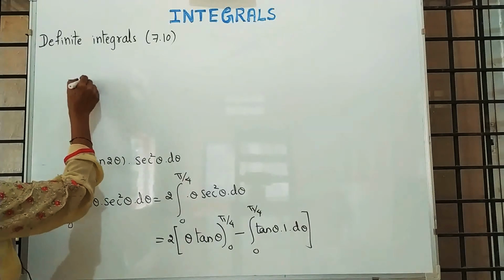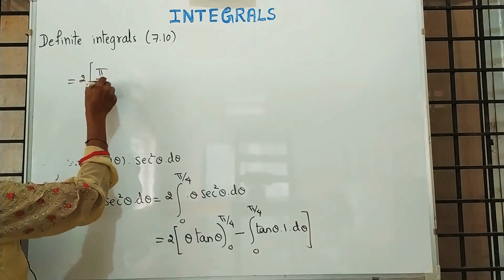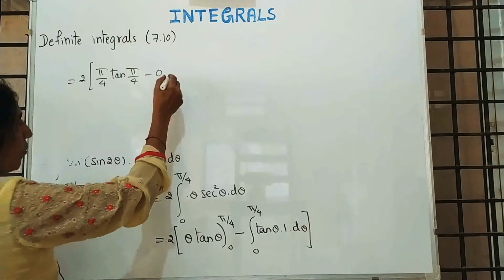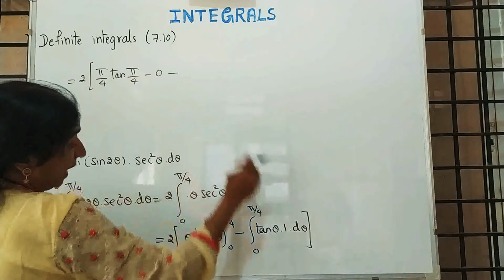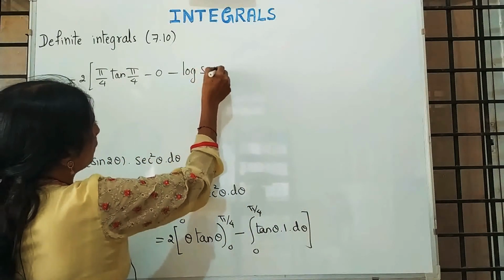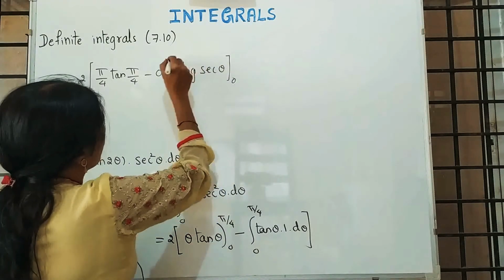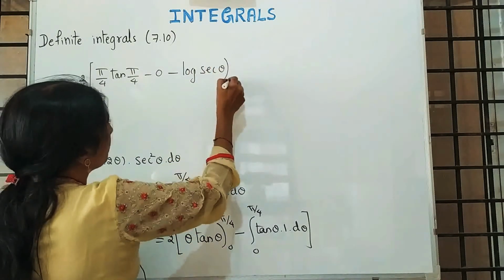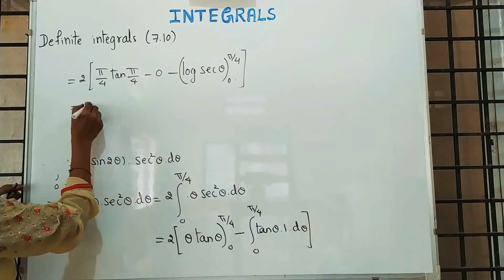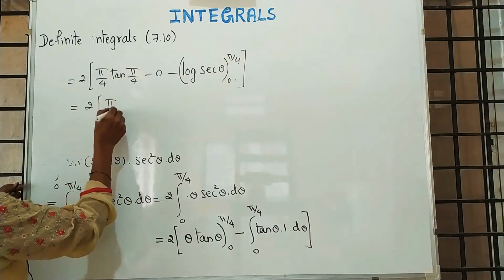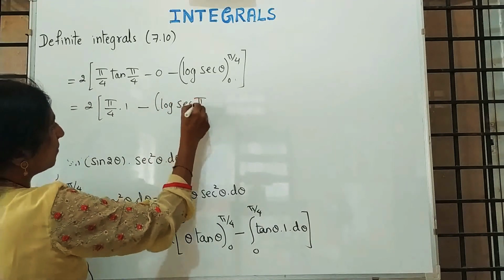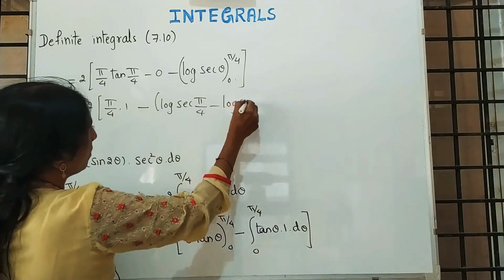Now it is 2 in the bracket. Theta is pi by 4 into tan pi by 4, minus 0 into anything is 0, I am not writing that. Minus integration of tan theta into 1 is tan theta. Integration of tan theta is the log of secant theta. This is from 0 to pi by 4, only this value. Now it is 2 into pi by 4, tan 45 is 1, and now here write the upper limit and lower limit. Log sec pi by 4 minus log sec 0.